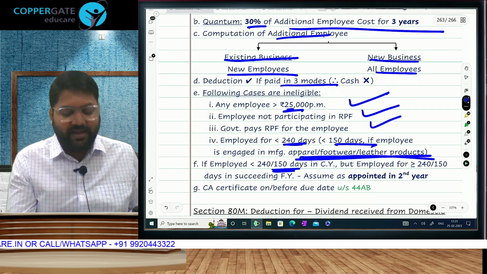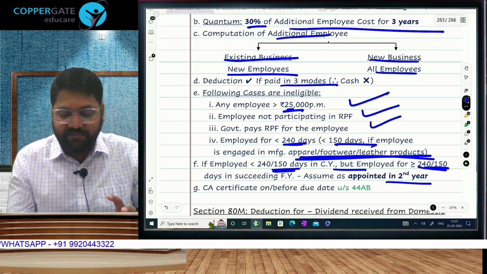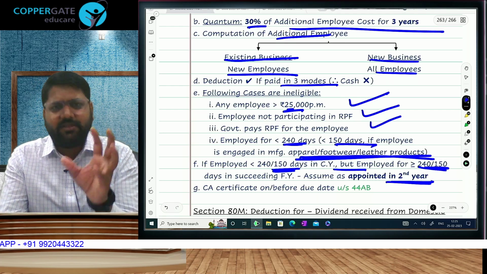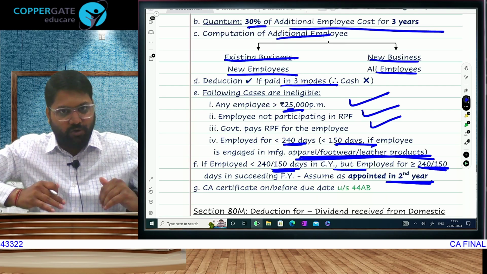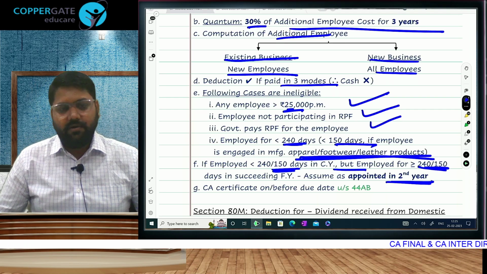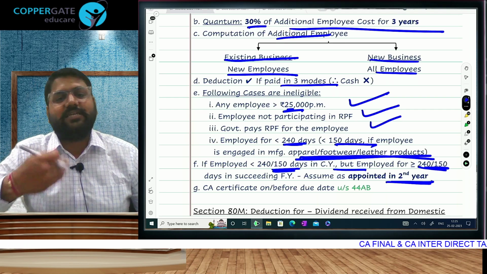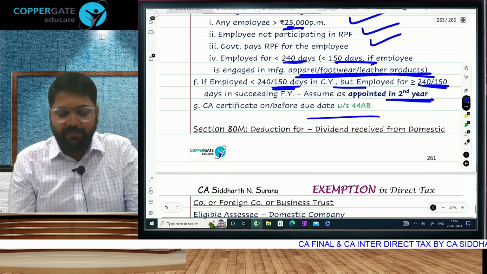And if you employ for less than these days in the current year, but they continue in the next year for more than that, then they will be treated as appointed in the next year. This is to give benefit to those who appoint employees towards the later part of the year. So this year you don't fulfill the number of days, but next year you fulfill, to count them as employees employed in the next year as the first year out of the 3 years eligible. CA's report will be compulsory.